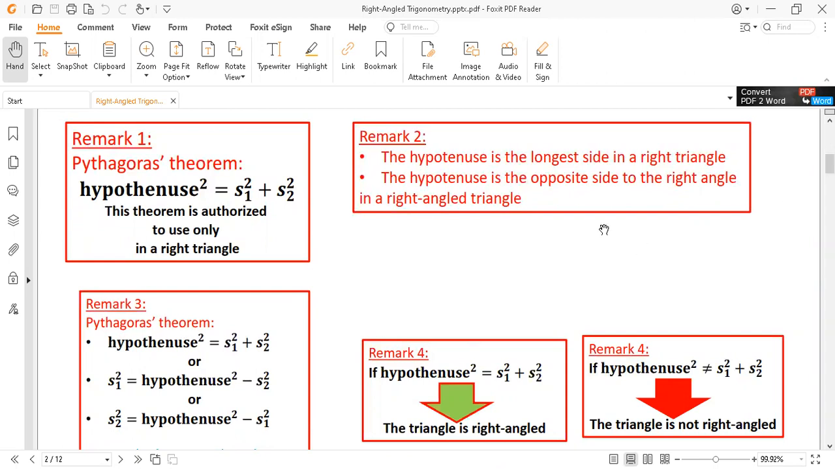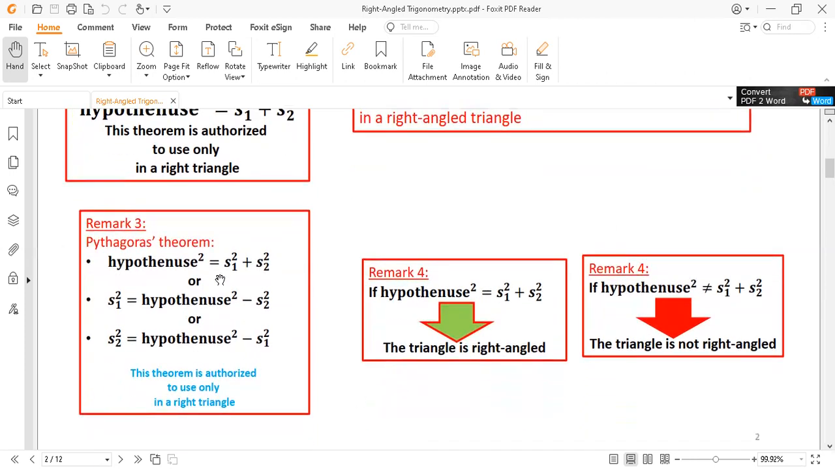Okay. So normally, the first essential theorem is the Pythagoras theorem. We should know that the hypotenuse, which is the side opposite to the 90 degree, squared equals the sum of the squares of the rest of the sides. The hypotenuse is the longest side in a right triangle, or we can say it is the side opposite to the right angle in a right angle triangle.